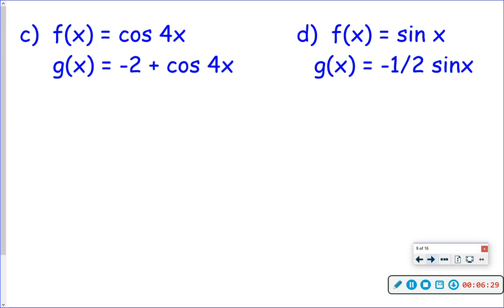Okay, so let's take a look at C. Clearly the difference is we have this minus 2. They're not subtracting 2 from x, so that is a vertical shift. It's going to be up or down. Since it's negative, it's going to shift your graph 2 down.